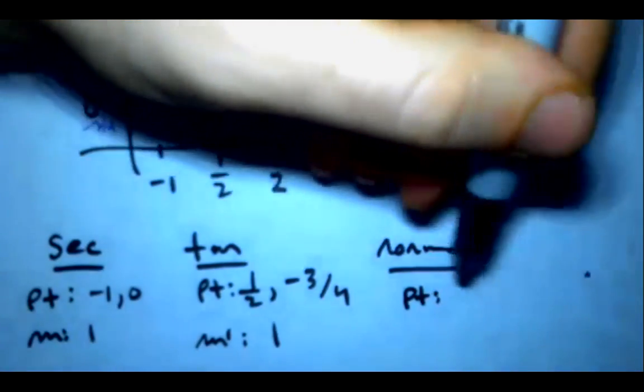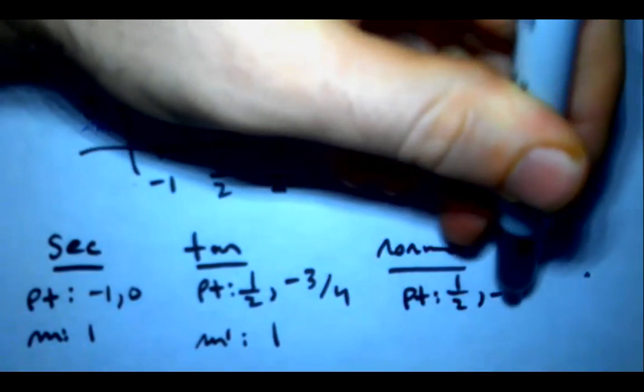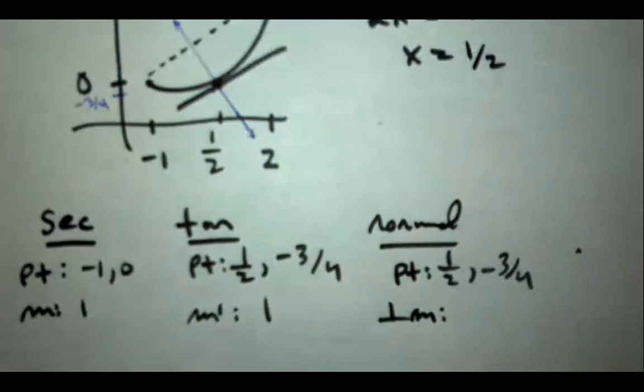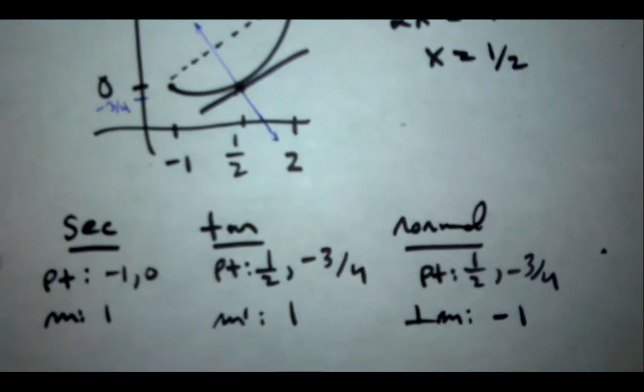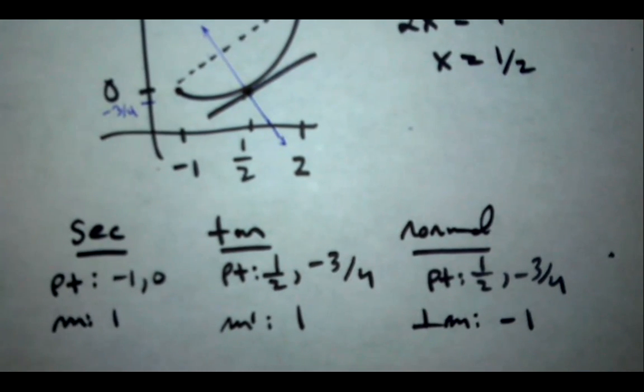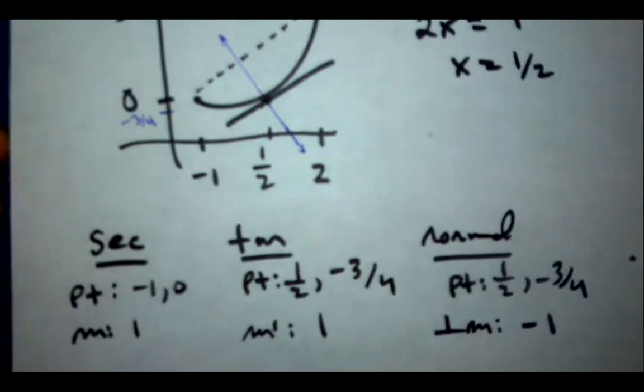That point would be (1/2, -3/4). The perpendicular slope, what's the rule for perpendicular slope, guys? You take the tangent slope and do what with it? You flip it and add a negative, or reverse the sign. Yeah, exactly. So that's going to give me -1. If you turn 1 upside down, it's still 1. And then we just have to make it negative. So that's all the different information that could be coming out of an MVT type of question.